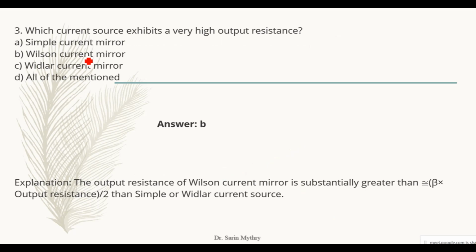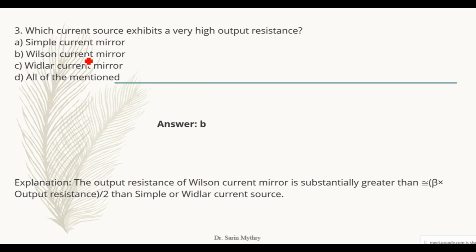Which current source exhibits a very high output resistance? Up to now we have seen that a current source will be having a very high output resistance. Just now we have studied in the second or third numerical or MCQ that your current source will be having a high output resistance and also a very high early voltage, and the output resistance will be infinite. Why does it have to be infinite? Because in order to have a constant current.